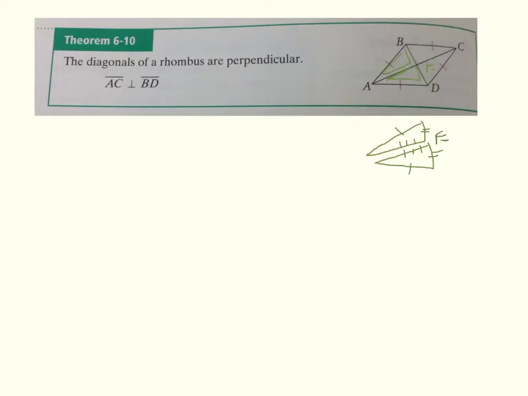Now we know that these two angles have to add up to 180 by the angle addition postulate, and those two angles also have to be congruent by CPCTC. So if the two angles are congruent and add up to 180, then they both have to be 90s. So we have shown that those are right angles. And then you could do it for the other two triangles as well, getting the diagonals to be perpendicular.